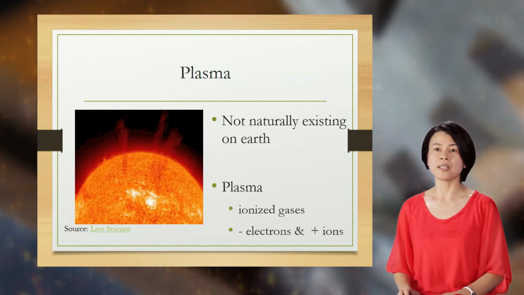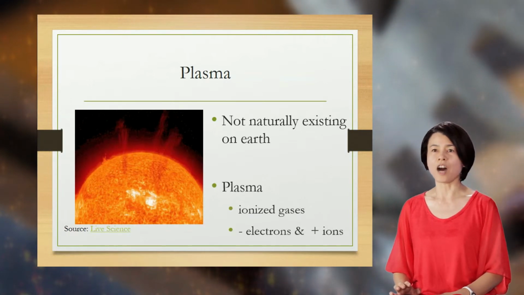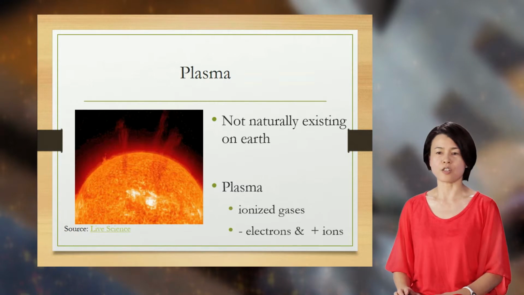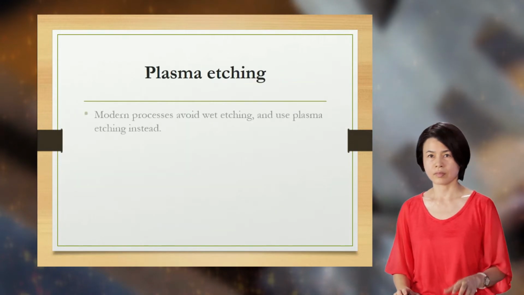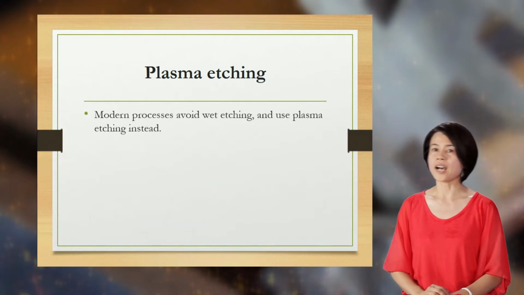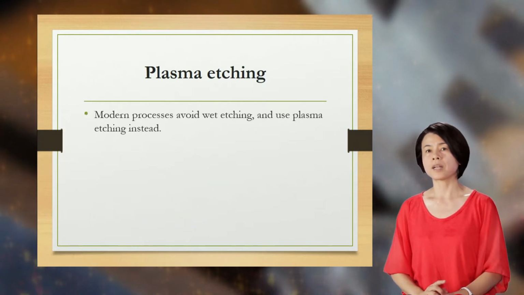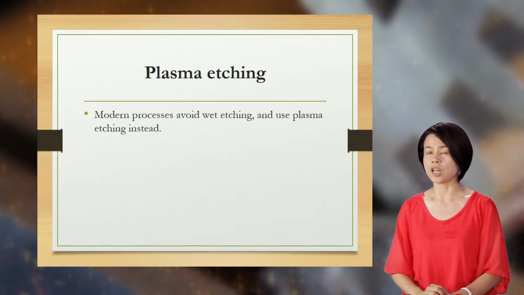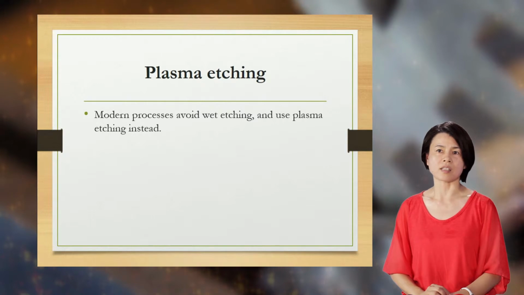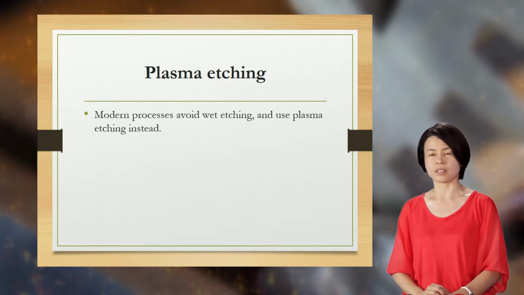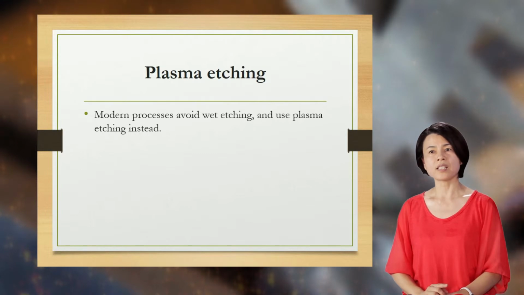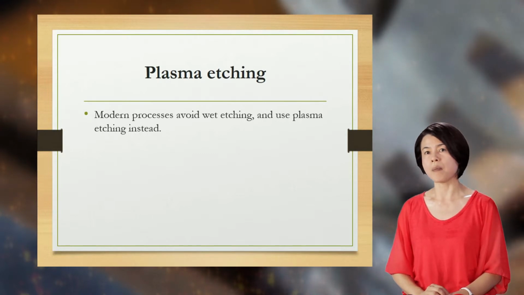After explaining the meaning of plasma, right now we can move on to plasma etching. First of all, wet etching was most widely used in the past because it is simple and low cost. However, modern processes avoid wet etching and use plasma etching instead. Therefore, plasma etching is getting more and more popular recently.